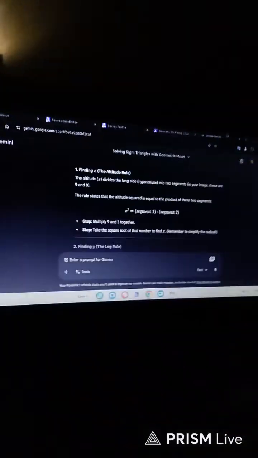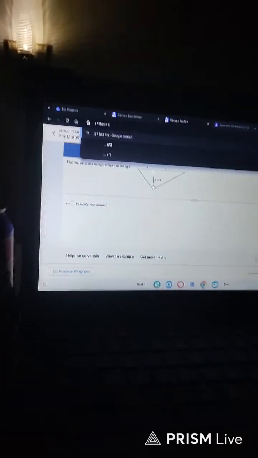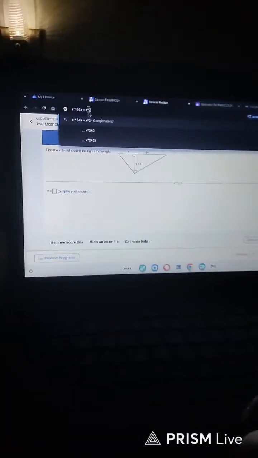Alright, find the altitude rule. So x plus 21 squared is equal to x times 84x. No, it's x squared, this entire expression squared, equals x times 84x. Alright, this is better for me to think of.